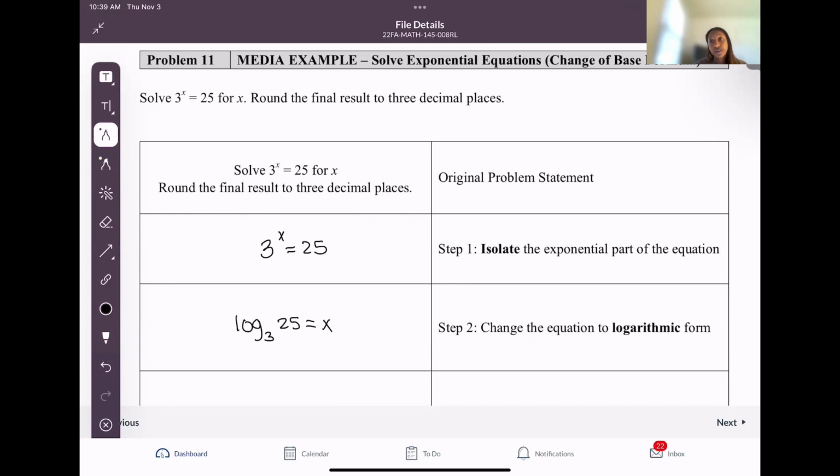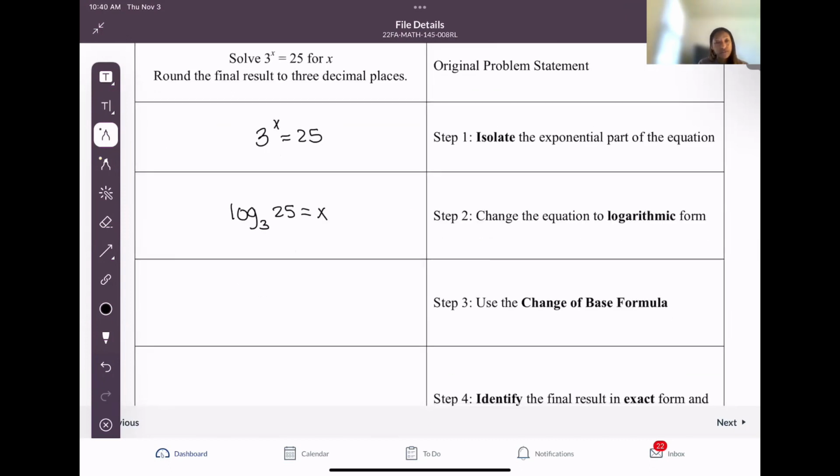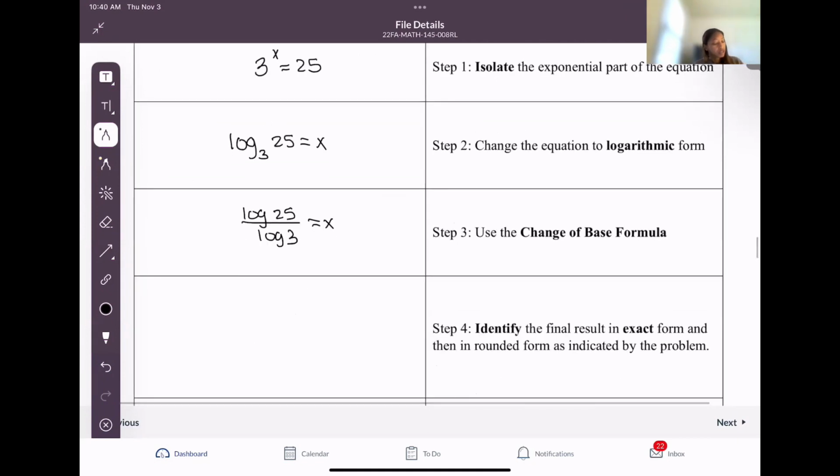So this has helped us solve for x. To calculate log base 3 of 25, we're going to use the change of base formula. By change of base formula, this would be log of 25 divided by log of 3. And then from here, calculator. Log of 25 divided by log of 3. That would be 2.9299.